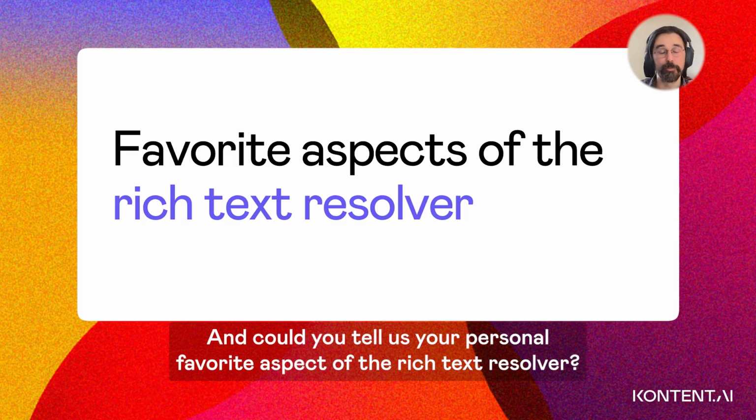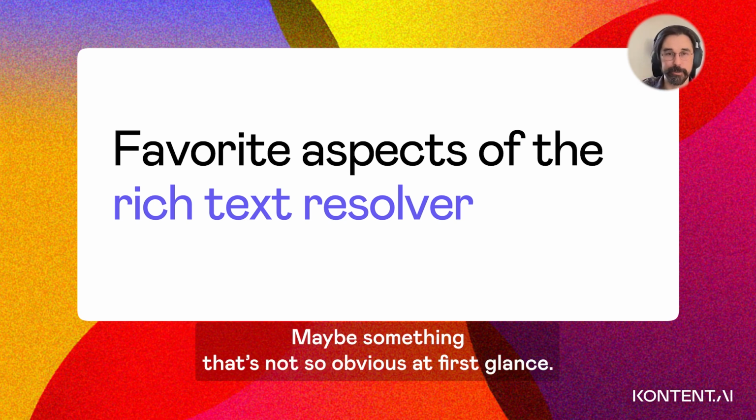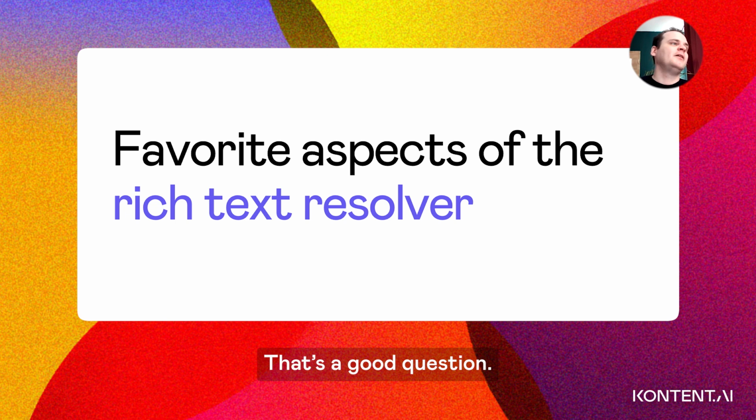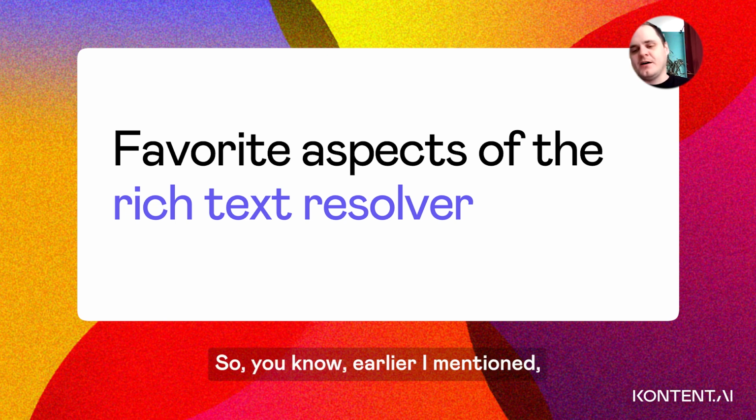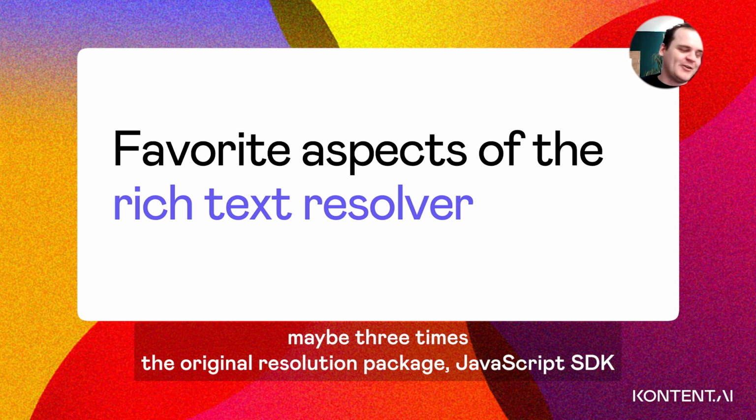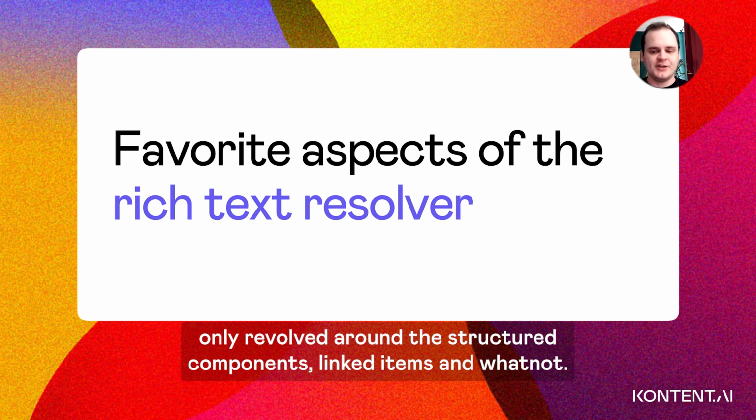And could you tell us your personal favorite aspect of the rich text resolver? Maybe something that's not so obvious at first glance. That's a good question. So, earlier I mentioned maybe 3 times that originally the resolution in the JavaScript SDK only revolved around the structured components, linked items, and whatnot.